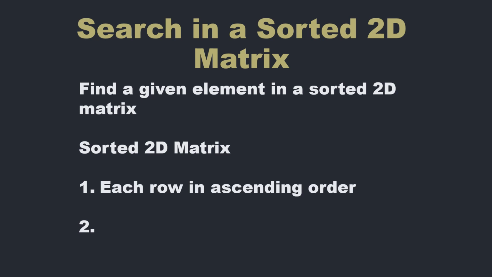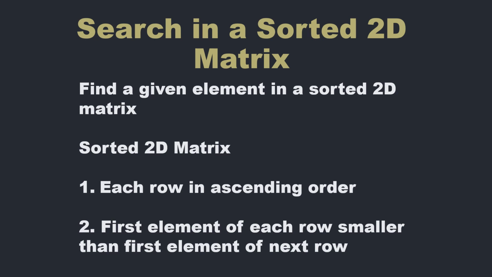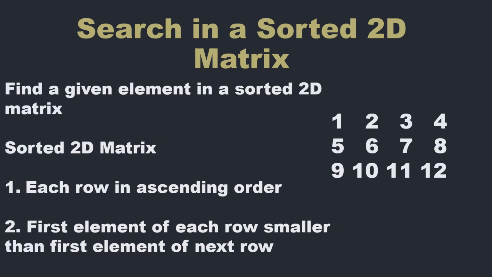The elements in each row must be arranged in ascending order, and the first element of each row must be smaller than the first element of the next row. This matrix satisfies both conditions. For example, elements of row 1, which are 1, 2, 3, 4, are in ascending order. Similarly, elements of the second row, which are 5, 6, 7, 8, are in ascending order. Also, the elements of the last row are arranged in ascending order.